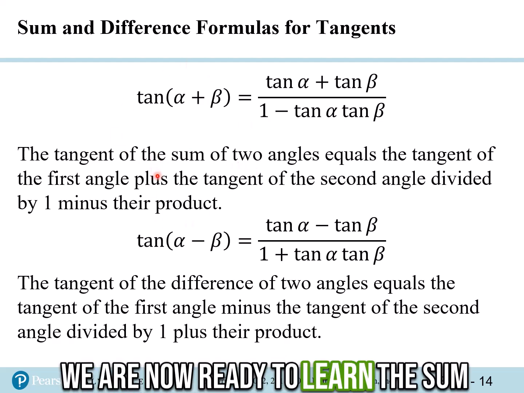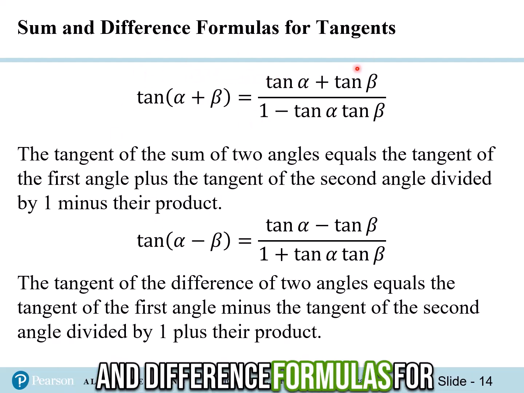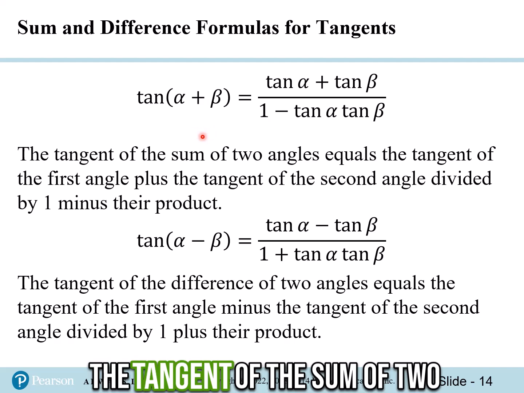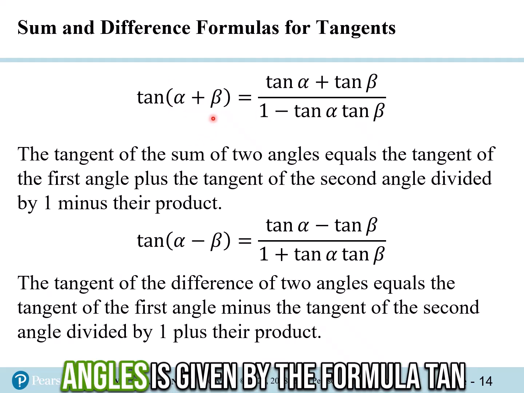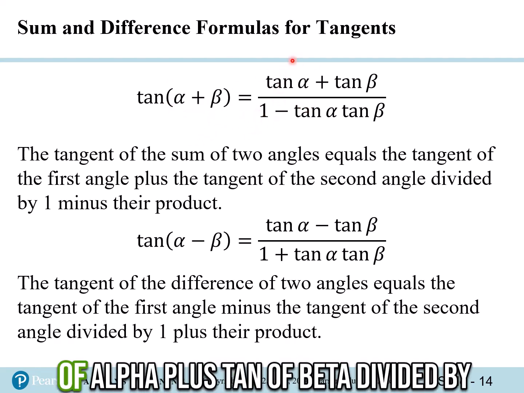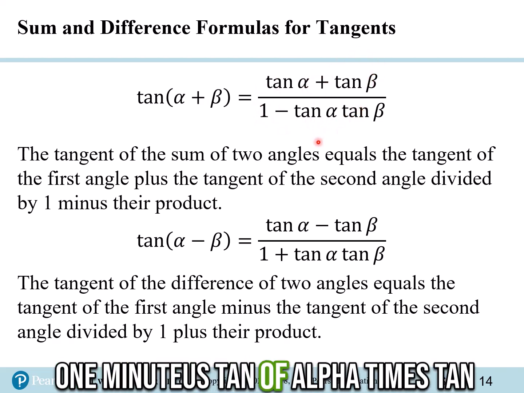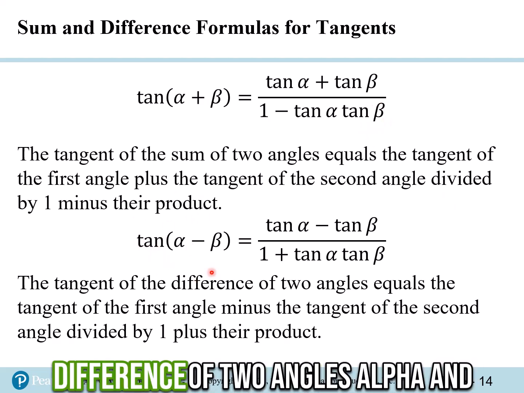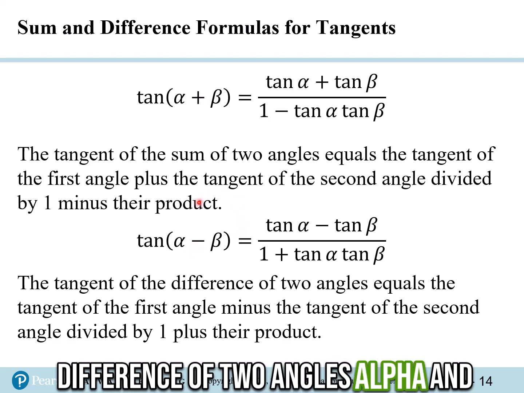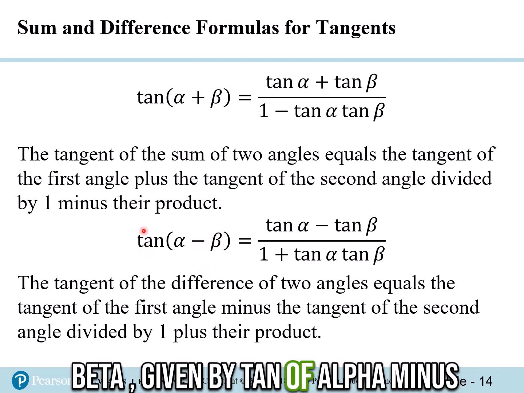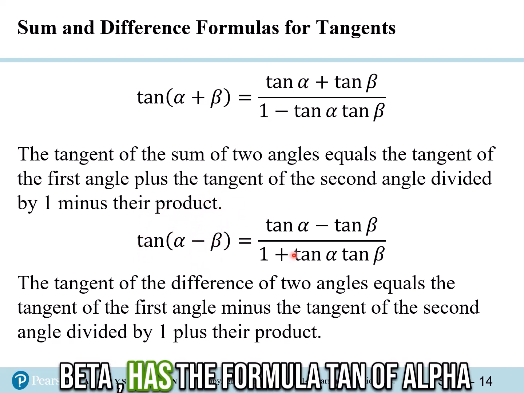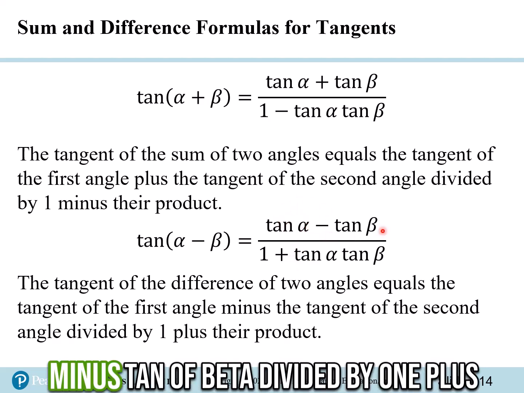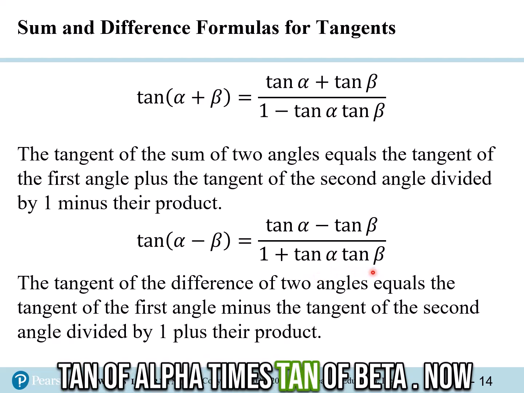We are now ready to learn the sum and difference formulas for tangents. The tangent of the sum of two angles is given by the formula tan of alpha plus tan of beta divided by 1 minus tan of alpha times tan of beta. The tangent function of the difference of two angles alpha and beta, given by tan of alpha minus beta, has the formula tan of alpha minus tan of beta divided by 1 plus tan of alpha times tan of beta.